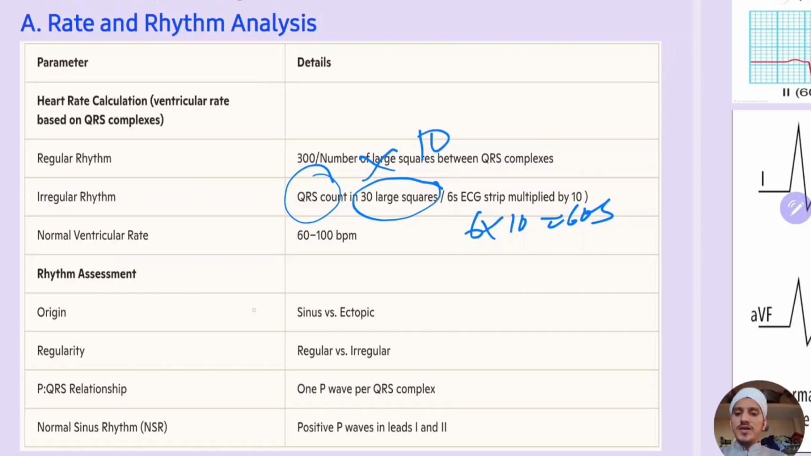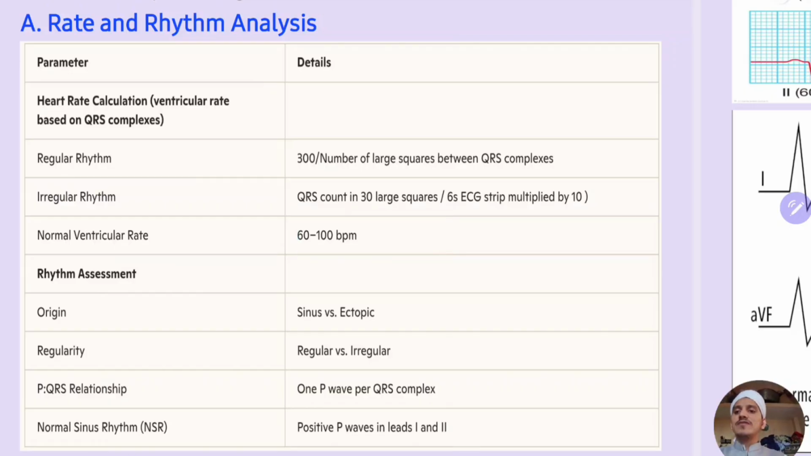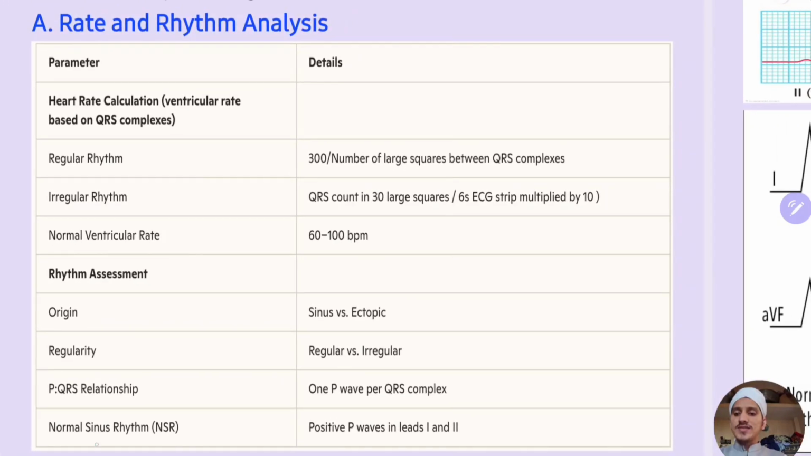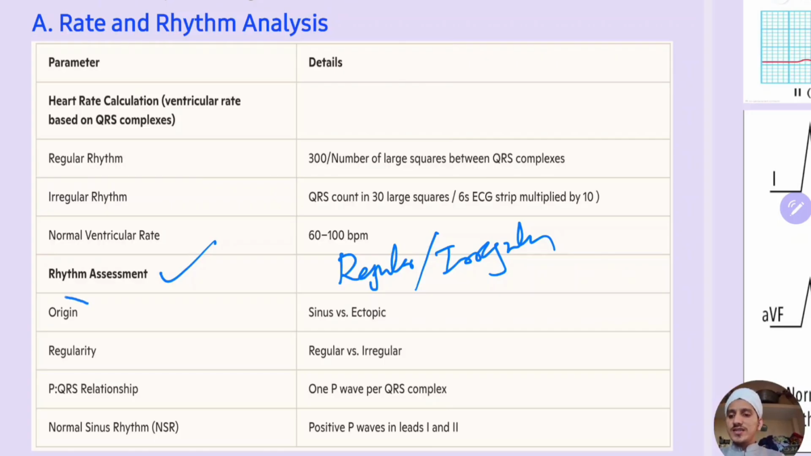Normal ventricular rate is 60 to 100 beats per minute. Remember. So you have calculated the ventricular rate. Then you will assess the rhythm. How will you assess the rhythm? You will assess whether it is regular or irregular. First, when assessing a rhythm, you will see the origin of the rhythm, whether it is sinus origin or ectopic origin, meaning it is from the SA node or from somewhere other than the SA node.